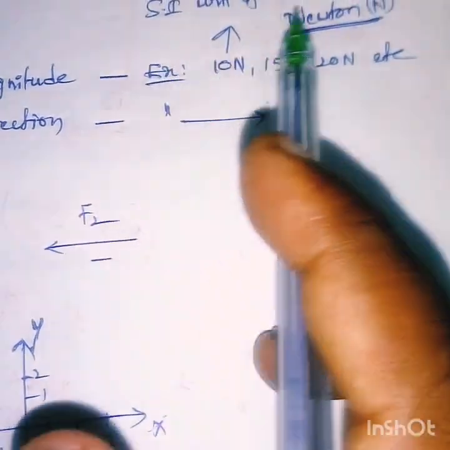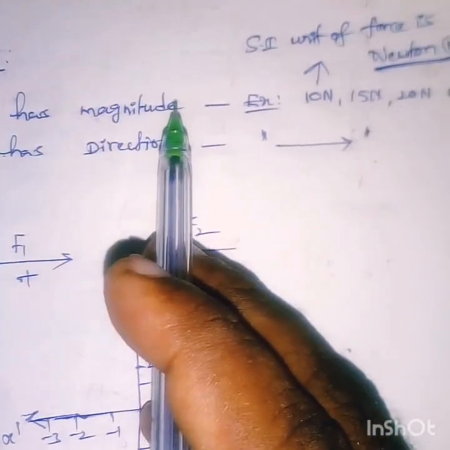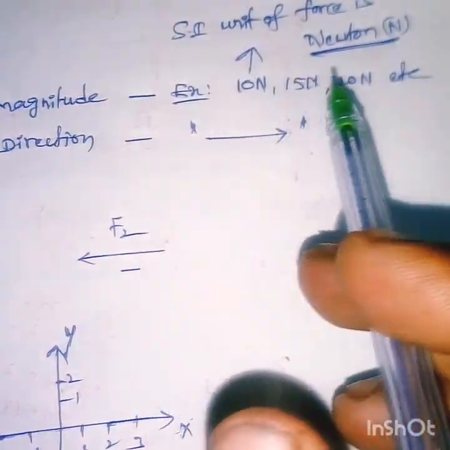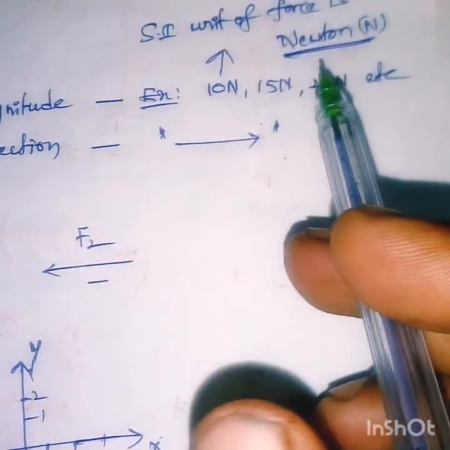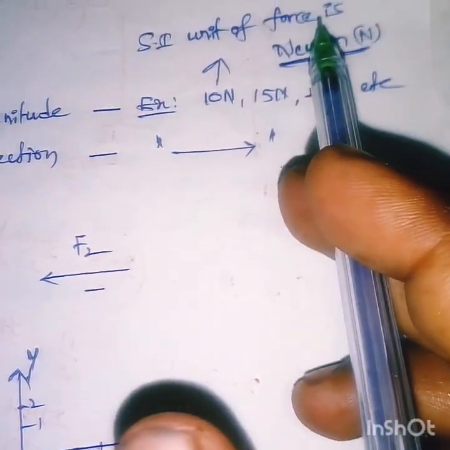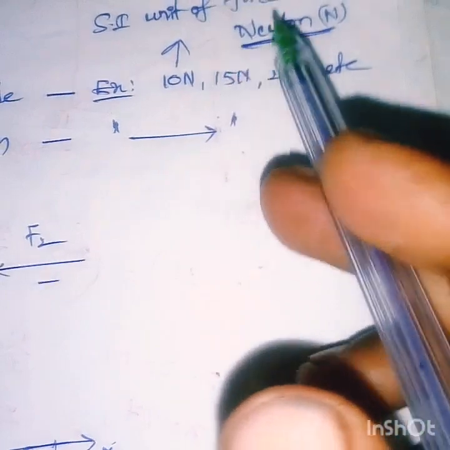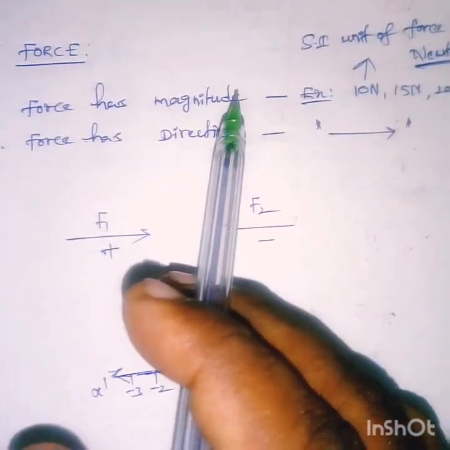So what is the SI unit of force? Newton. So force has magnitude and we use the newton to represent its magnitude, like 10 newtons, 15 newtons, 20 newtons, etc. Newton is the SI unit of force, and we use the capital letter N for representing newtons in short form. Okay students, force has magnitude.